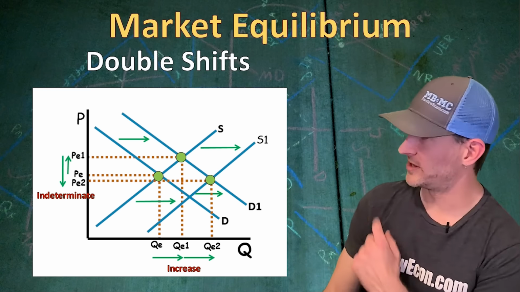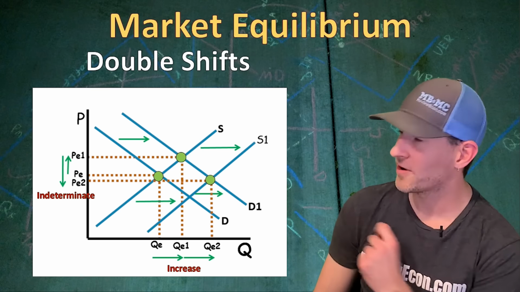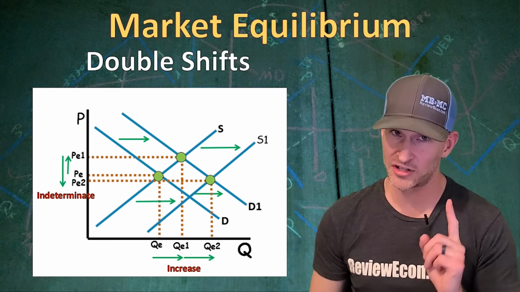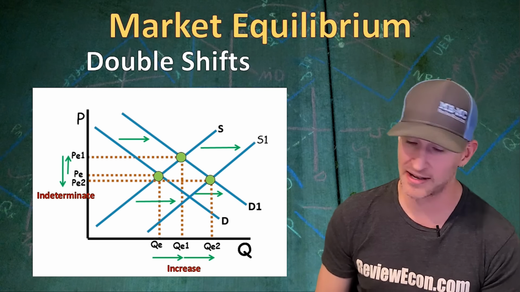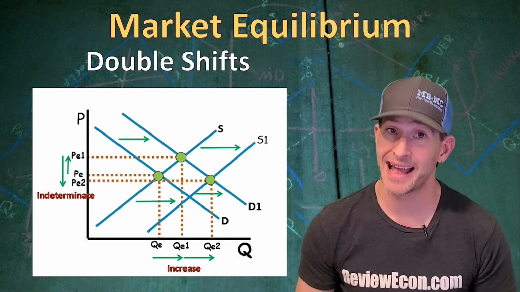Here's another example with the supply curve increasing and the demand curve also increasing. Now it's that price axis that's indeterminate because one shift increases it while the other decreases it, but both are going to increase the quantity, so the quantity is determined as an increase.